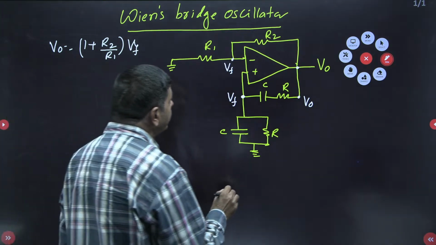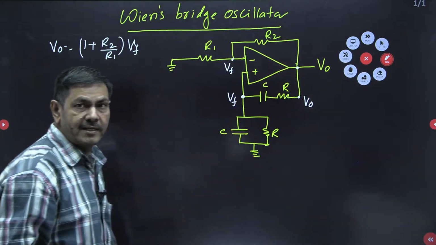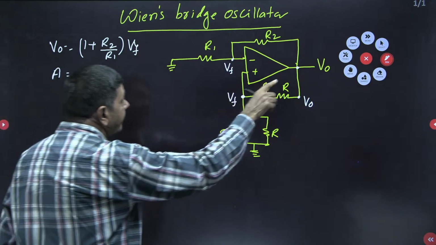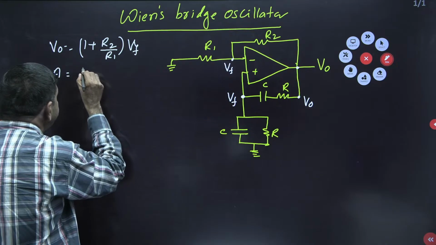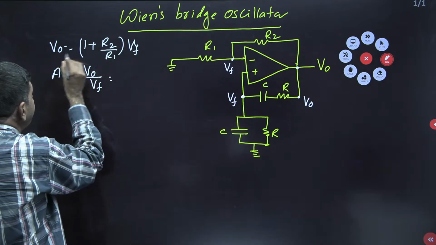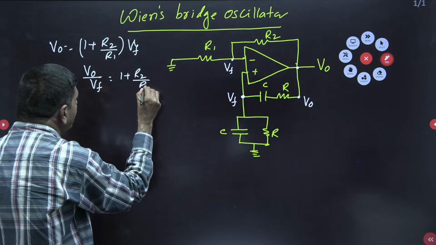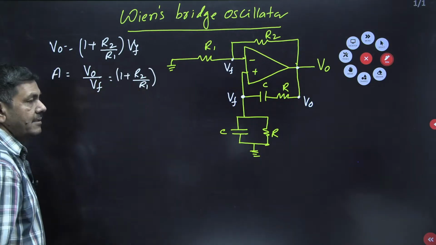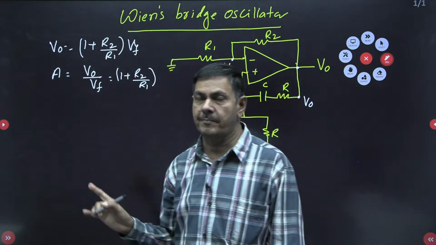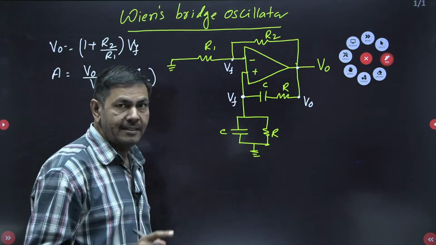Here the point you have to remember is that the gain available from this operational amplifier is A. A is nothing but V naught by VF. So V naught by VF is nothing but 1 plus R2 by R1. So I got A. I would like to apply the Barkhausen condition, A beta equal to 1. Initially I got A directly.